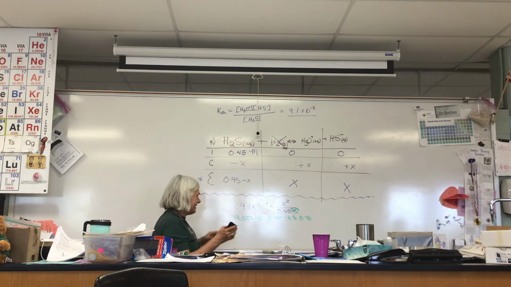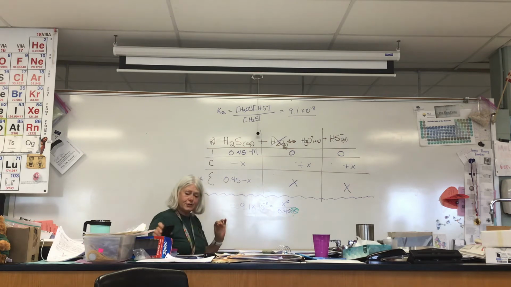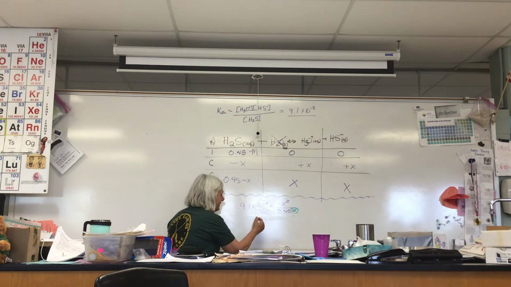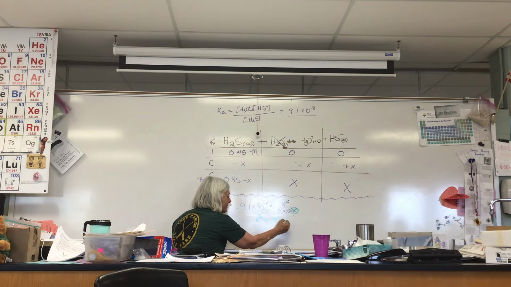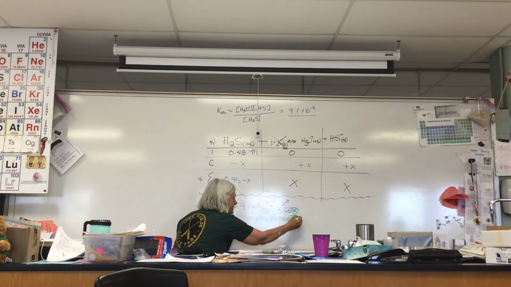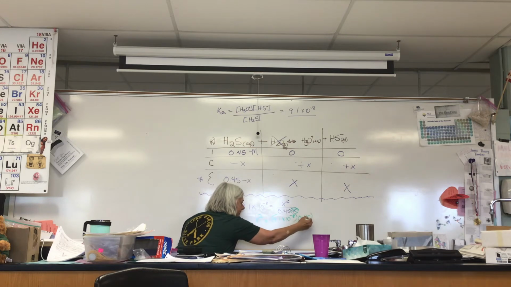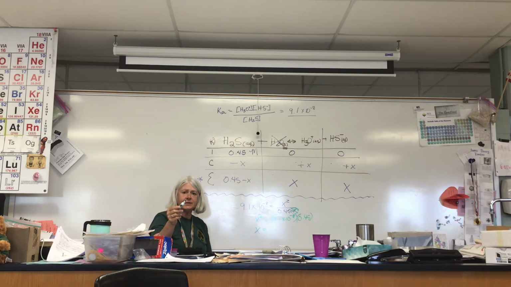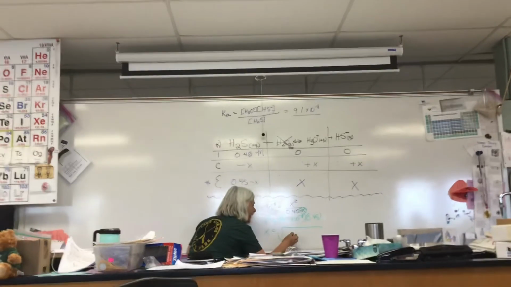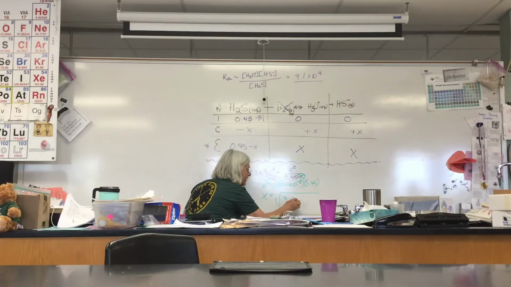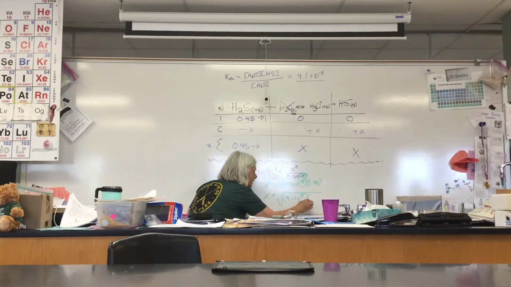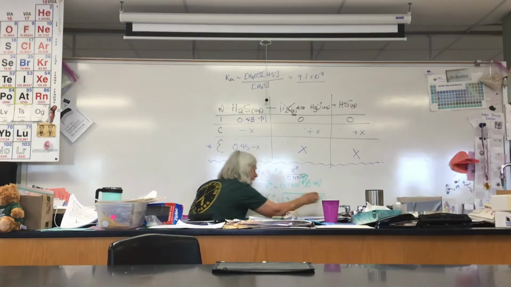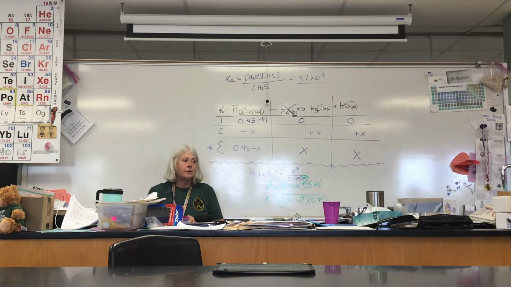So now I'm going to erase this. Now, let's go ahead and write this out. Do you agree that this is going to solve to x squared equals 9.1 times 10 to the minus 8 times 0.45? And then what am I going to have to do after that? X equals the square root of this. Can you see this on my screen? Okay, now you may solve.